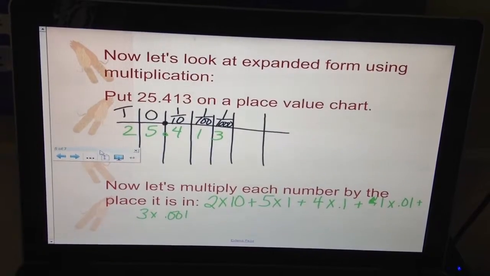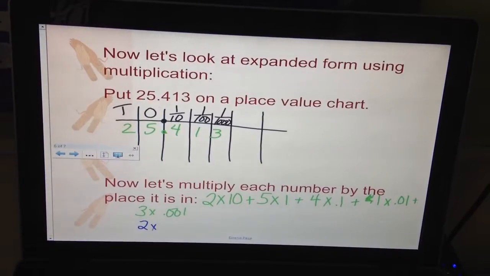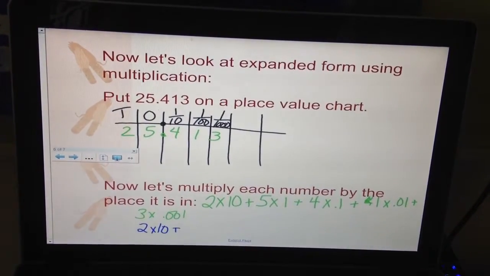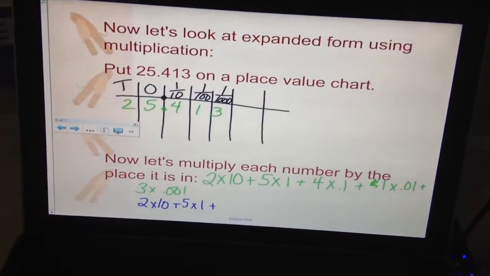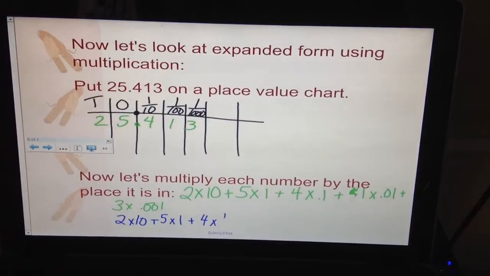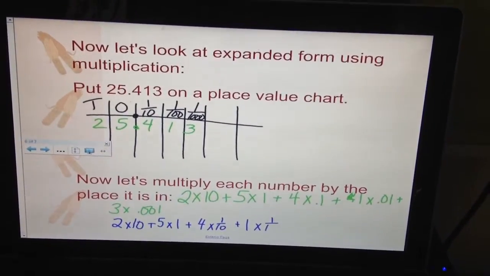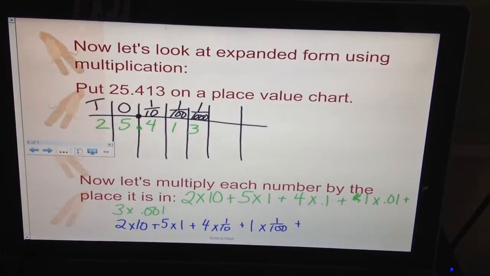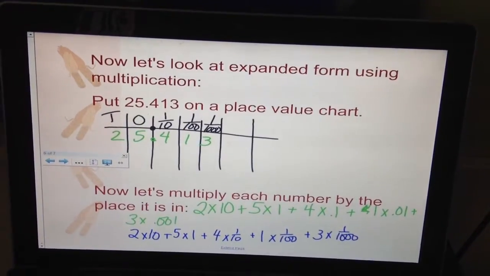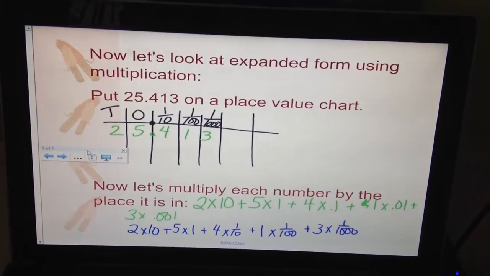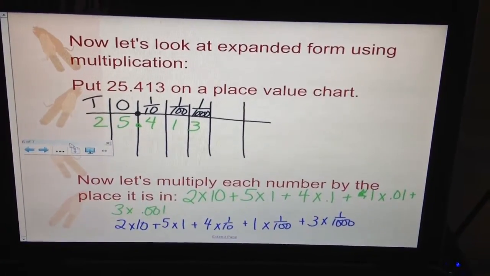Let me show you a different way of doing the decimal portion of that. Okay, so I'd start with my 2 in the tens spot plus my 5 in the ones spot. I can also write them as a fraction. So I could also do 4 times 1/10 plus 1 times 1/100 plus 3 times 1/1,000. And that's totally up to personal preference which one you choose to use. They're both considered expanded form.